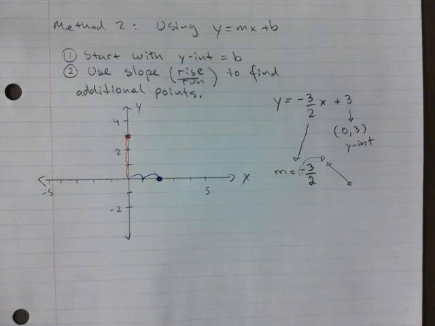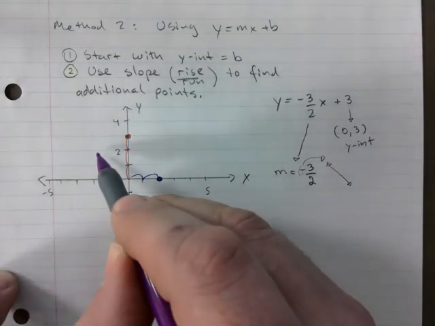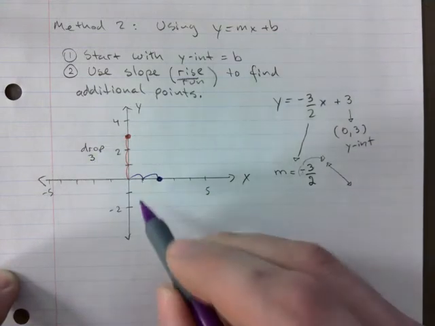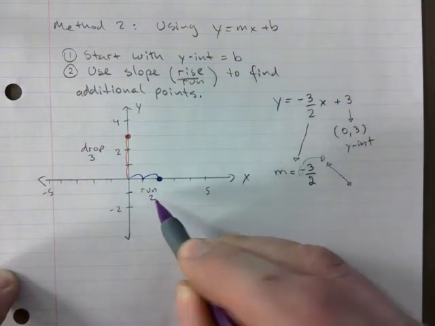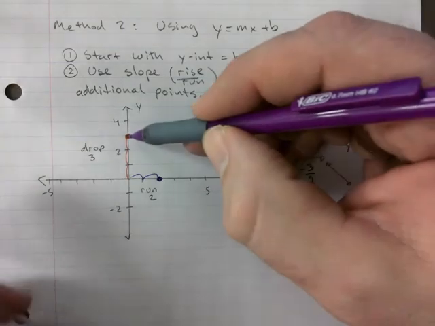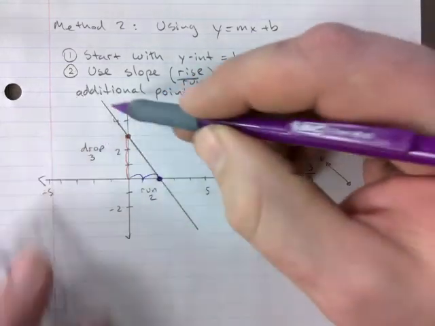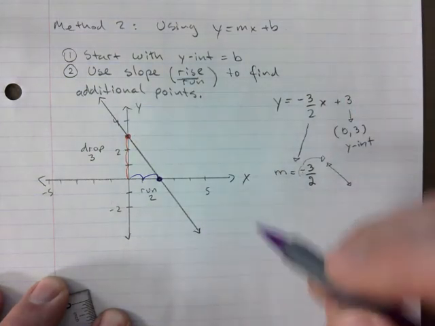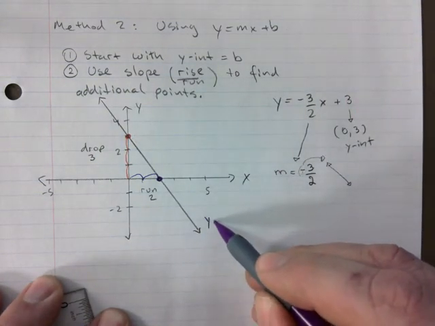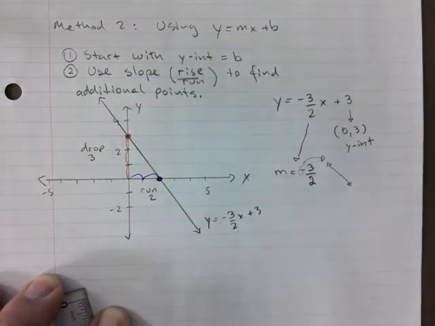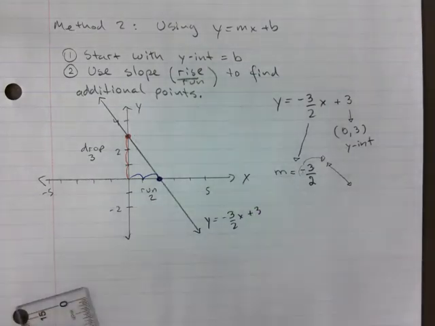So, right, you drop 3, you run 2. And there is my line now. And I'm going to label this one using this equation. I don't really care which one you use.